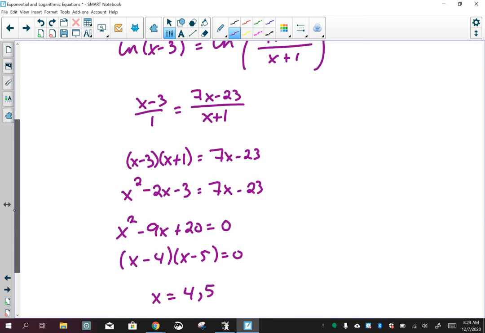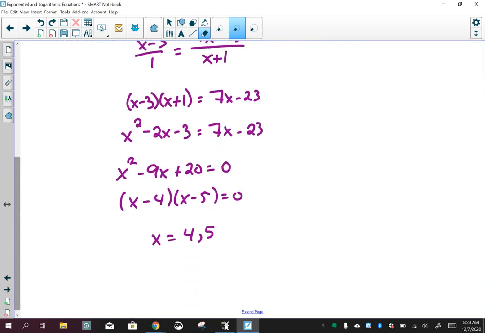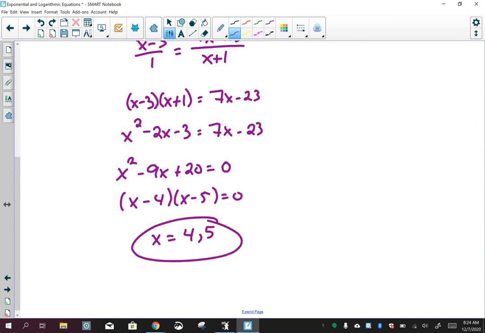So I need to take my 4 and 5 and come back up to here and plug everything in and make sure everything is going to be positive. So when I take my 4, that gives me a 1 here, a 5 here, and a 5 here. So 4 is one of my solution sets, which means that when I take the 5 and do the same thing, I get positives all the way through. So therefore, my solution set will be both 4 and 5. They both work. That's a good thing. Life's good. I can move on.